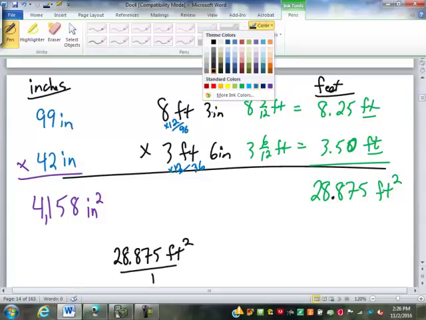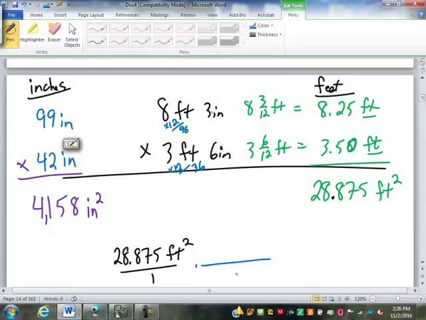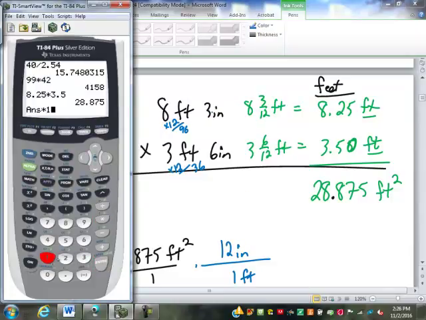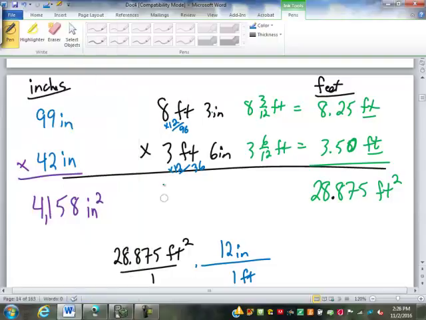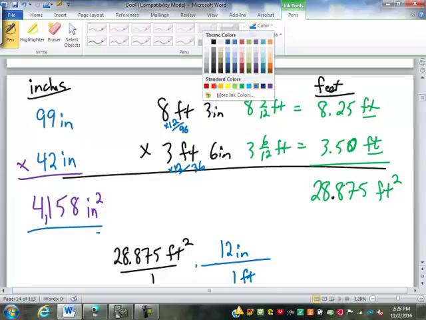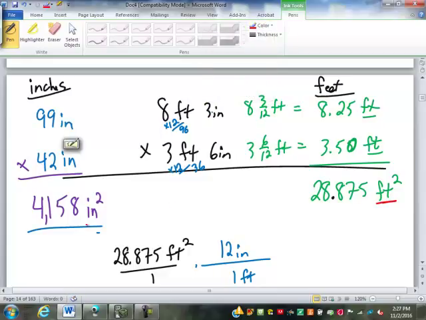If I wanted to convert those, 1 foot is 12 inches, right? So I do the 28.875 times 12. Is that going to give me the right answer? No, it's only 346. Why did that not give me 4,158? Well, because this is not feet and inches. It is square feet and square inches.